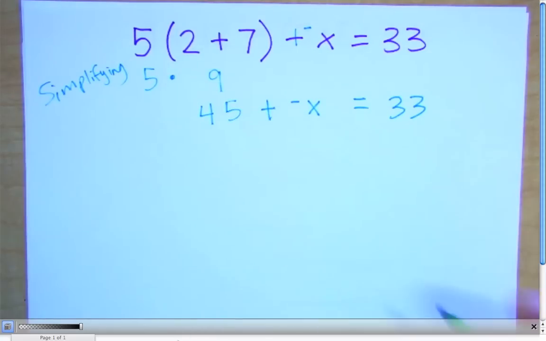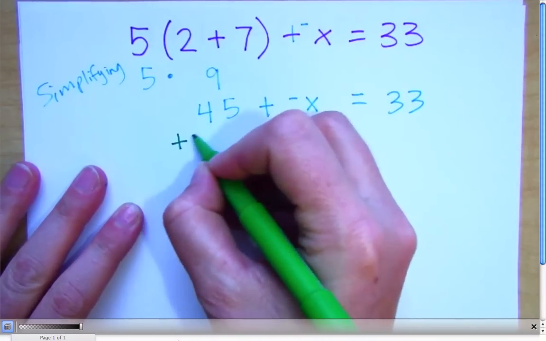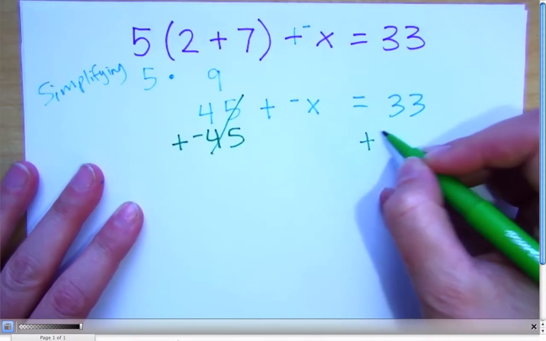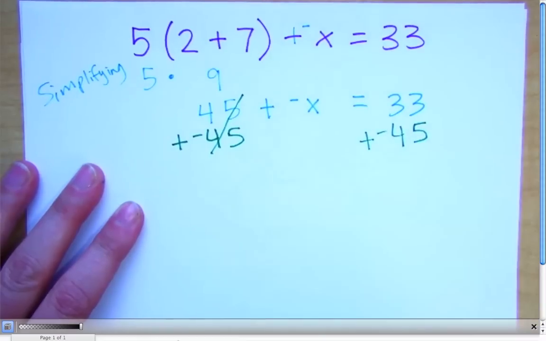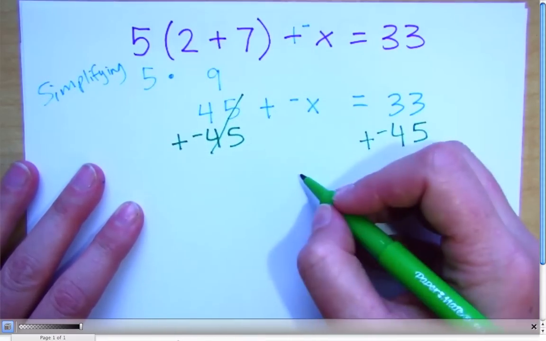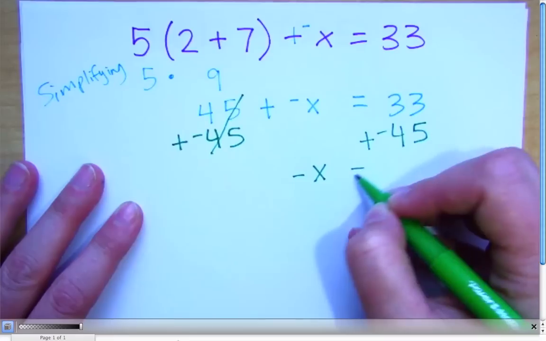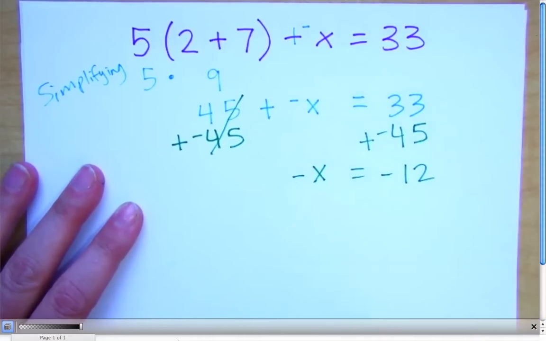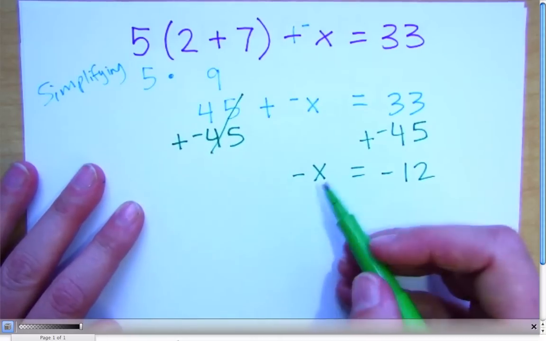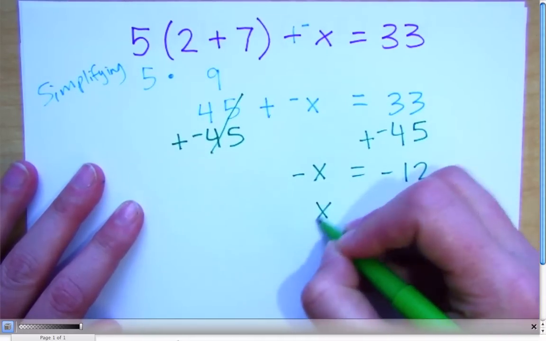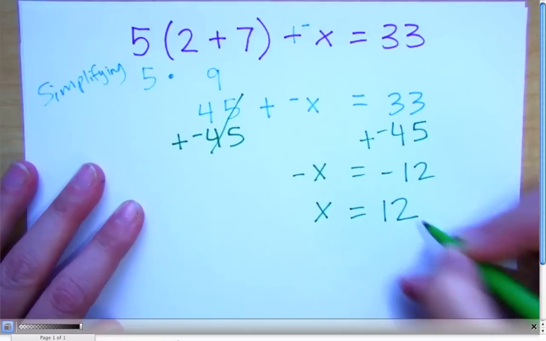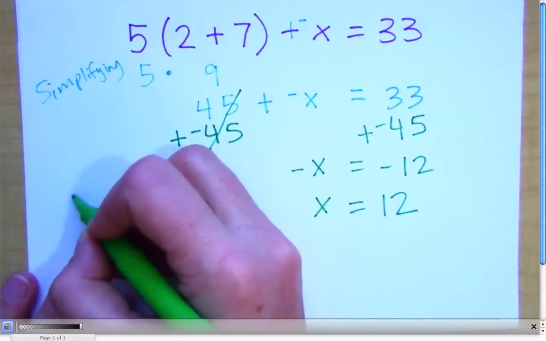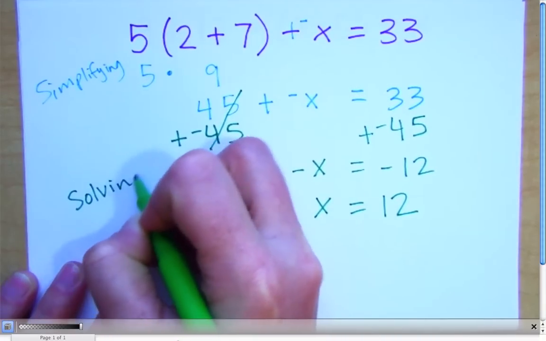So this is just what we were doing before, where we add our opposite to isolate the variable, so that would become 0. Do the same thing on the other side because of the equality property. So I get negative x equals negative 12. And I need to do one more step. So if negative x is negative 12, that means positive x is going to be positive 12. So first I simplified, and then in the green is my solving.